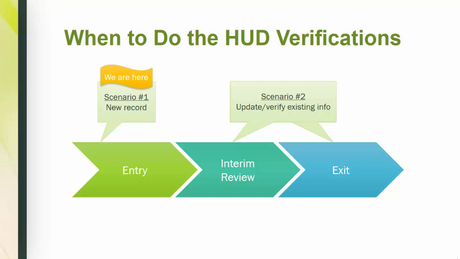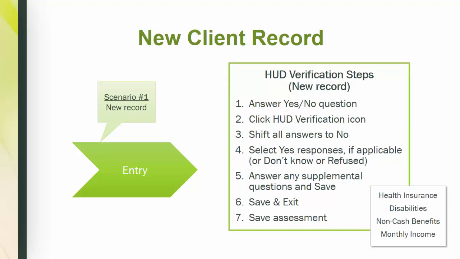We will start with Scenario 1, a brand new client record. The HUD verifications in the entry you've just made should be completely blank. There are 7 steps to do the HUD verifications for a new client record. Steps 1 through 6 are repeated for each of the 4 sections, and then Step 7 is the final step to save the entire assessment. Don't miss this step, or you'll lose some of your work. We'll start with health insurance, and then disabilities, non-cash benefits, and finally, monthly income.